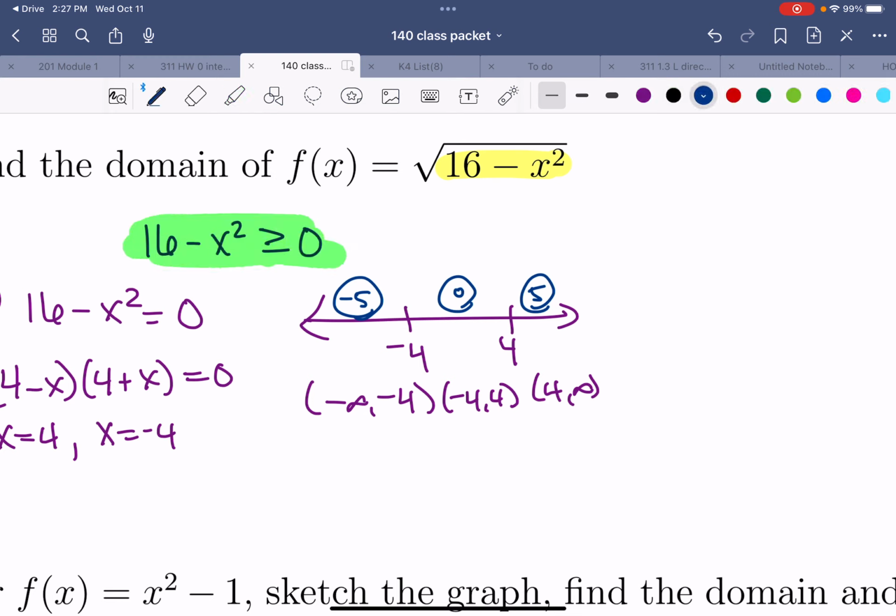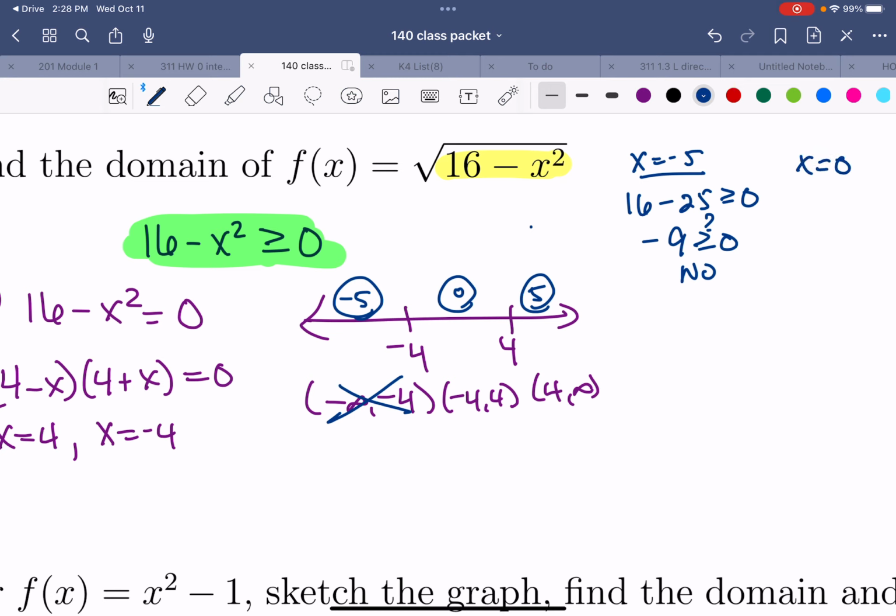So when you plug in negative 5, we get 16 minus 25 is greater than or equal to 0. That's going to give me negative 9. Is it greater than or equal to 0? And that's a no, so we're going to lose this one right here.